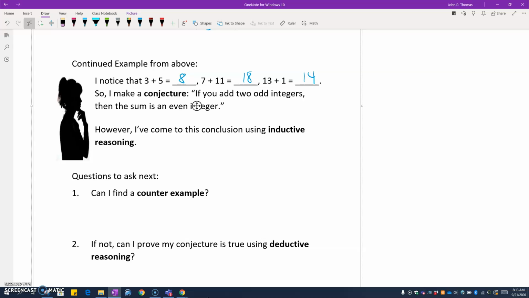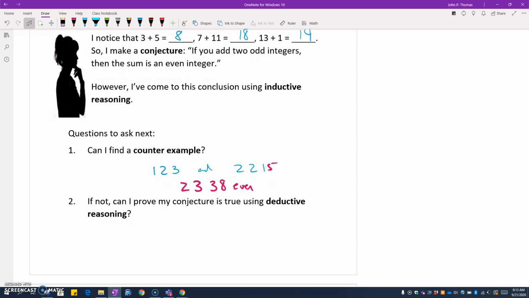So you can pick any two odd numbers you want. I'm going to pick 123 and 2,212. Oop, that's an even one, so I'm going to have to change that. So let's make that a 5 there for that last number. All right, there we go. If I add those together, I get 2,338, which is even. All right, so my random check was true, and if I could keep trying this, I don't think we could come up with a counterexample.